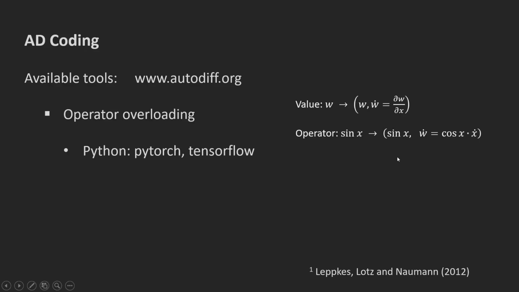In terms of programming languages, there are Python libraries available such as PyTorch and TensorFlow, and they're both well documented. In this video, I'm going to walk you through a C++ example using a library called DCO C++. We choose this C++ library because it better illustrates the two mechanisms of Autodiff, and we'll see that in a minute.